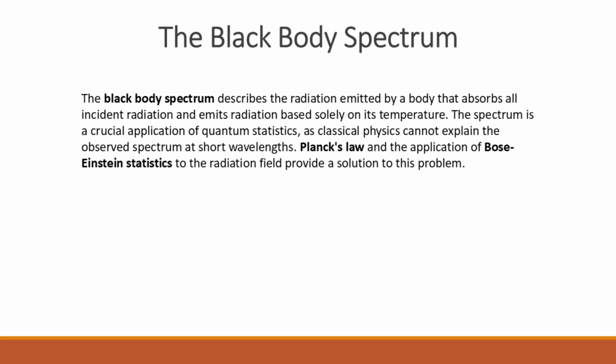Prepare to be amazed by the black-body spectrum, a crucial application of quantum statistics that revolutionized our understanding of radiation. A black body is an ideal object that absorbs all incoming radiation and emits radiation based solely on its temperature. Classical physics utterly failed to explain the observed radiation spectrum, predicting an impossible infinite energy at high frequencies, a problem known as the ultraviolet catastrophe. Quantum mechanics, specifically Planck's law and Bose-Einstein statistics, provided the breakthrough solution.